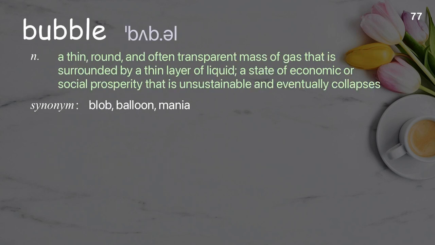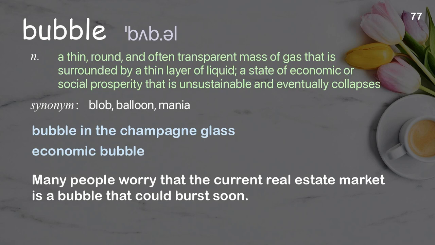Bubble. A thin, round, and often transparent mass of gas that is surrounded by a thin layer of liquid, a state of economic or social prosperity that is unsustainable and eventually collapses. Examples: bubble in the champagne glass. Economic bubble. Many people worry that the current real estate market is a bubble that could burst soon.